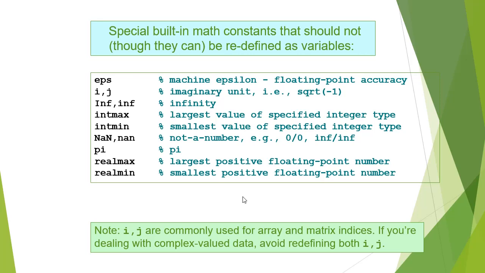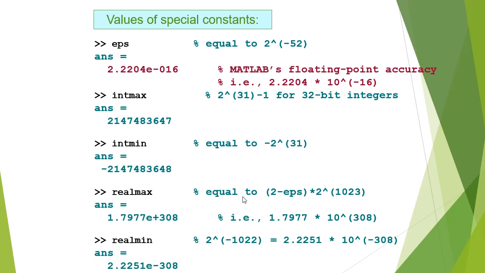So you have to note that i and j are commonly used for arrays, matrices, and matrix indices. If you're dealing with complex valued data, avoid redefining both i and j. For instance, if you just type eps on your screen, it should give you something like this.